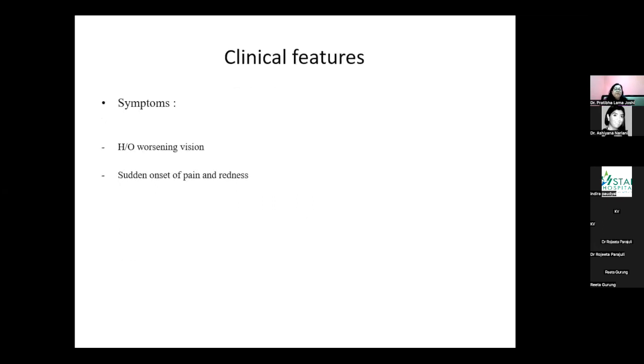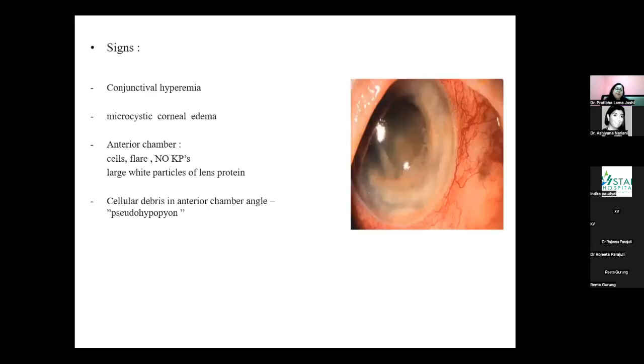Clinically, we will see worsening vision. The patient gives a history of poor vision, and also complains of sudden onset of pain and redness. In signs, we will see conjunctival hyperemia. There is microcystic corneal edema. And in the anterior chamber, we will see cells and flare, but there are no KPs. And we can even see the deposition of lens particles in the anterior chamber, which looks like hypopyon, but it is not hypopyon.